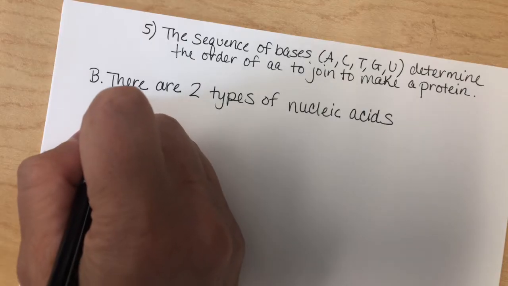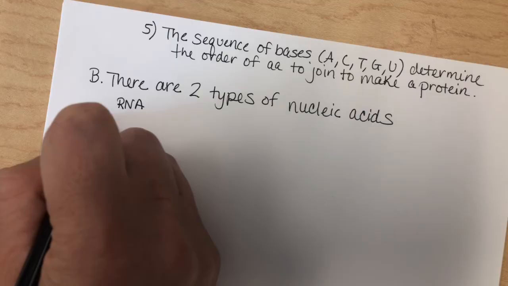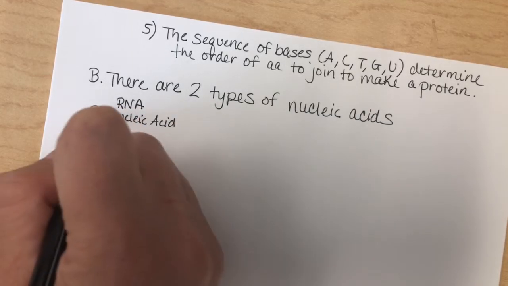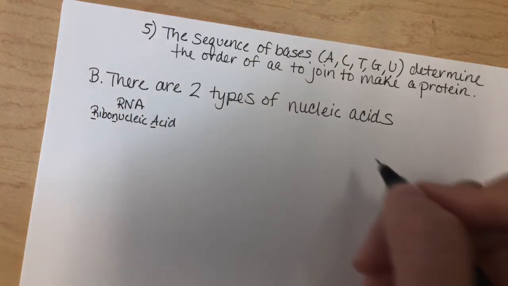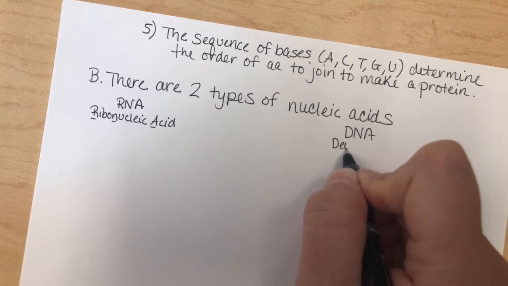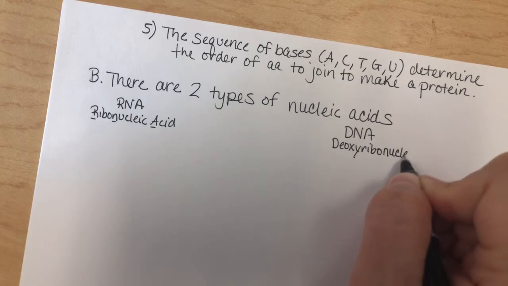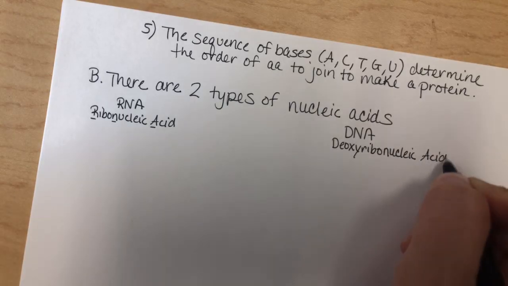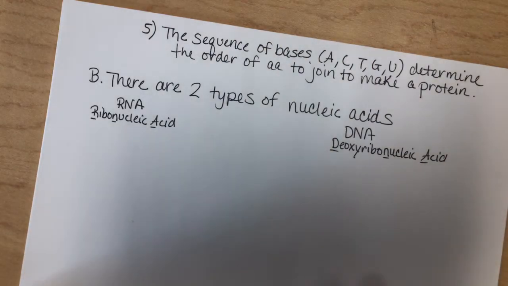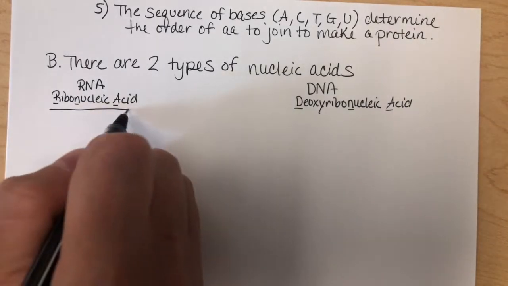All right, so there's RNA. Now, why do they call it RNA? It stands for ribonucleic acid, RNA. And then over here, there's DNA. This is deoxyribonucleic acid, DNA. Alrighty, so let's compare them. Let's do a little chart here.